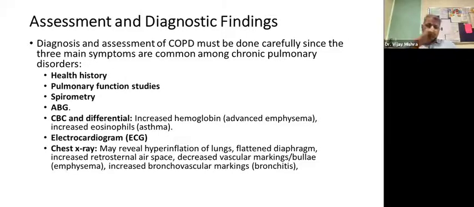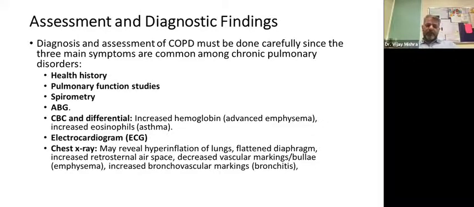The diagnosis and assessment of COPD must be done carefully, since the three main symptoms that we talked about, cough, dyspnea, and sputum production, are common among other chronic pulmonary disorders. So an important factor is taking a detailed health history. As we talked, history will tell you whether they are a smoker or not, whether they have an occupational or environmental exposure, or if they have ever been diagnosed with some genetic defect. So, a detailed health history.